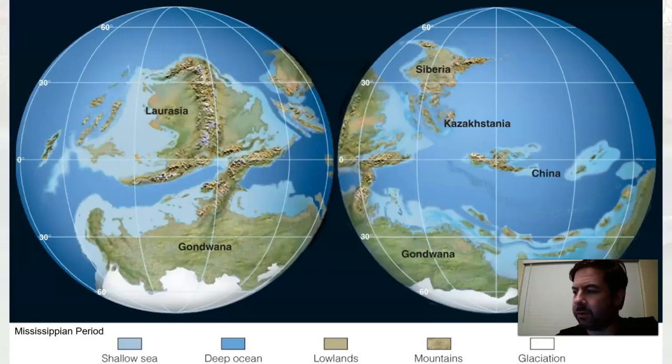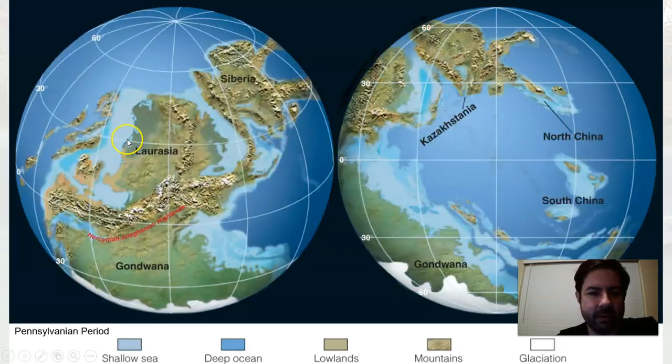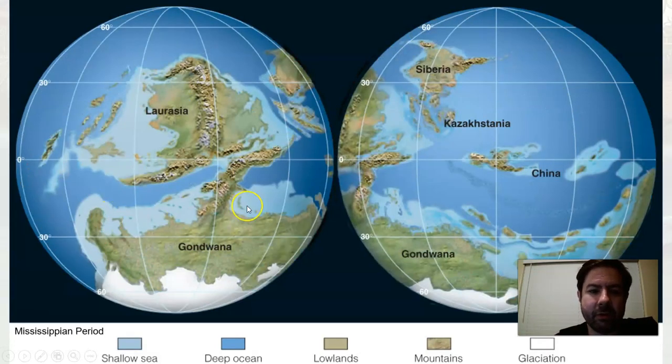A couple of things to point out. Another interesting formation as a result of the formation of Pangea is, I want you to notice that right here there's not much going on, and now there is. Typically, when we're talking about mobile belts, orogenic events, mountain ranges, these occur at the margins, at the edges of continents, like what we see here.